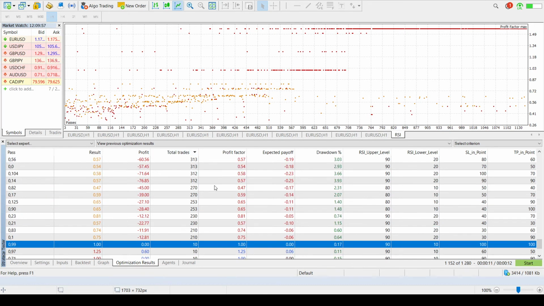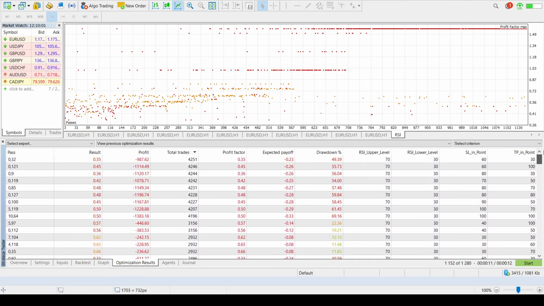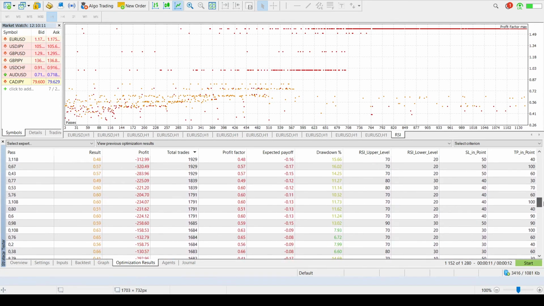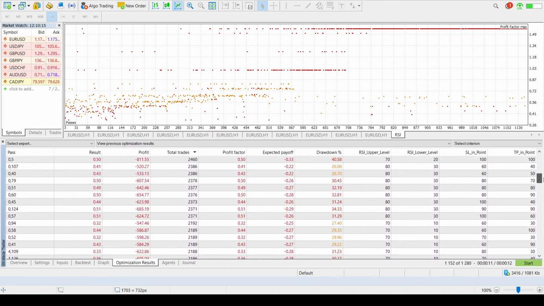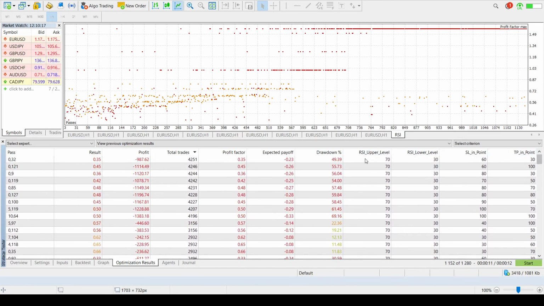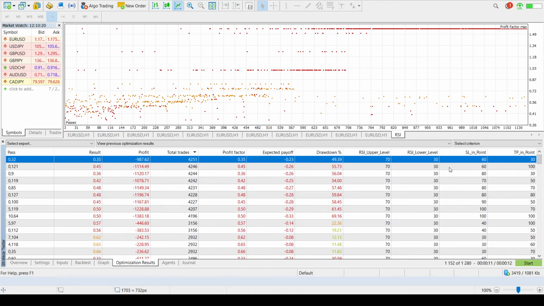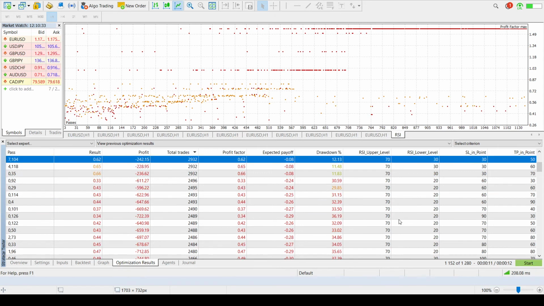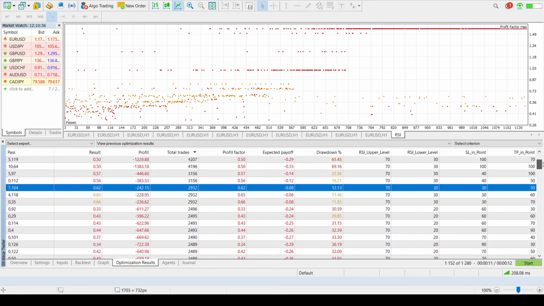But at the higher number side, you can see mostly above 1000 trades, in almost all the cases we are making a loss. So you can see here, no matter what type of upper level and lower level you set, and stop loss, whether it is a 3 pips stop loss and 5 pips take profit, you will still be making a loss.